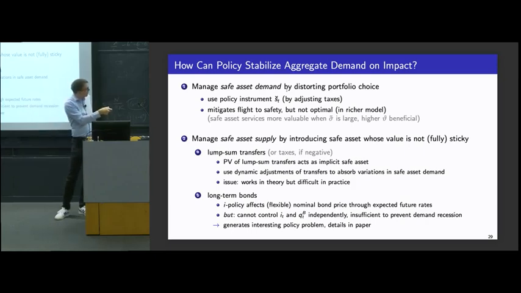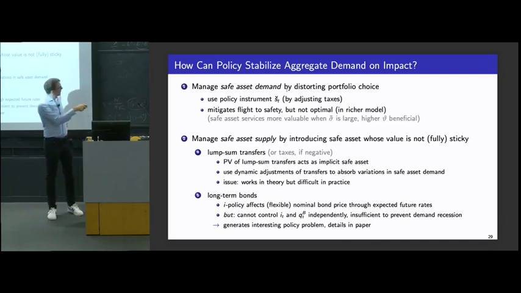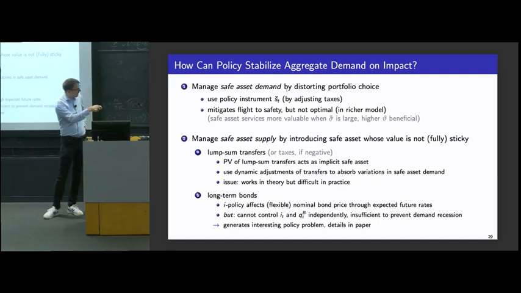In a richer model, it's not going to be optimal because actually we like the service flows and we like the bond stock to expand if there's more risk, there's more to be insured. Okay, so this wouldn't be an optimal policy, so you might not want to go all the way. You might only want to do a little bit on that margin. That's managing the demand for safe assets. You can also manage the supply for safe assets.